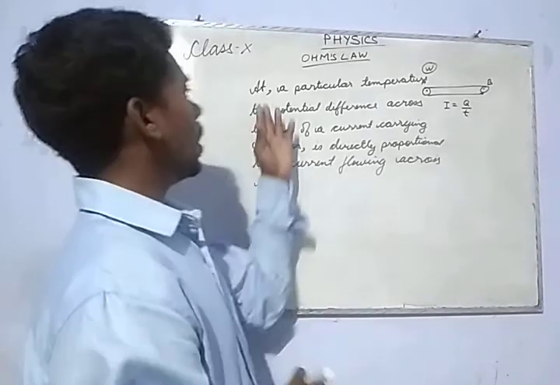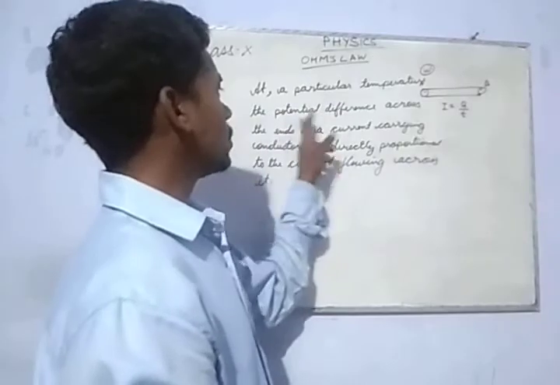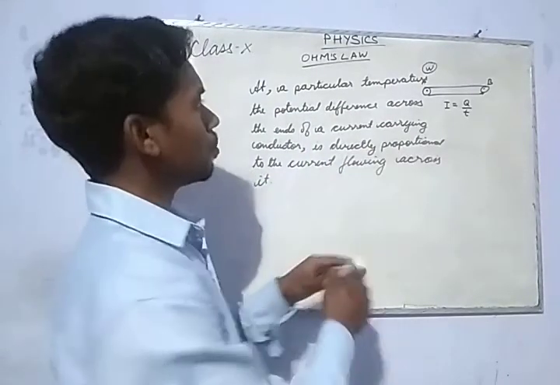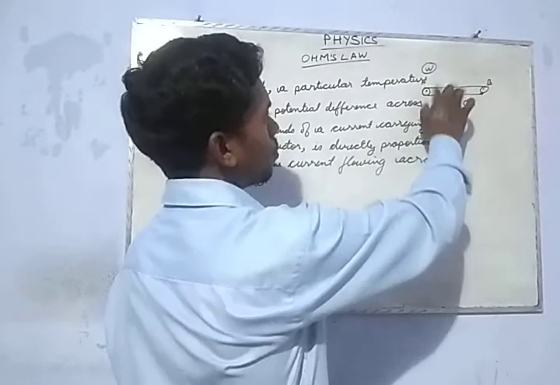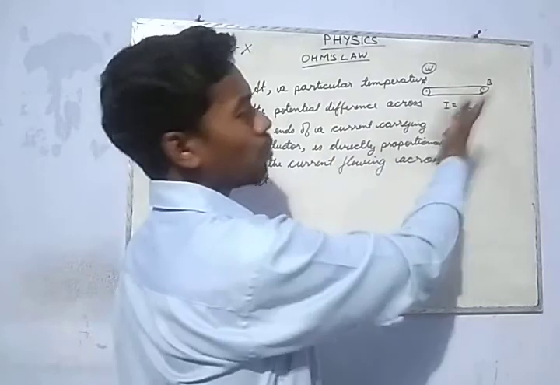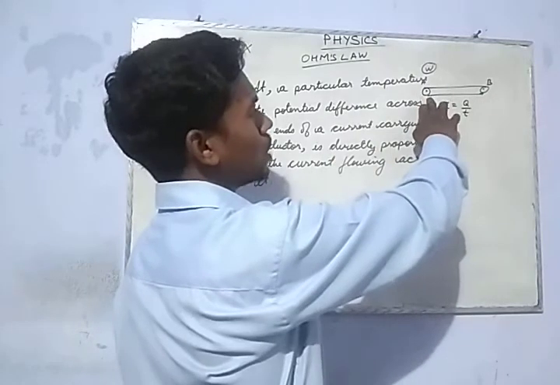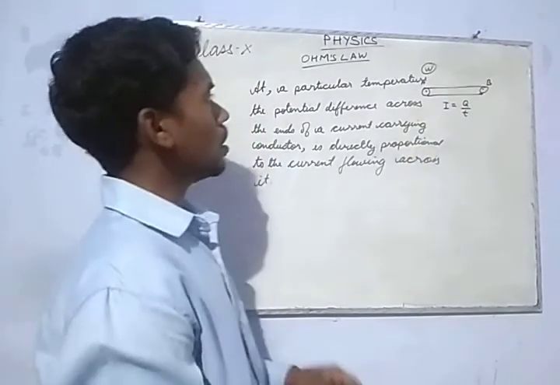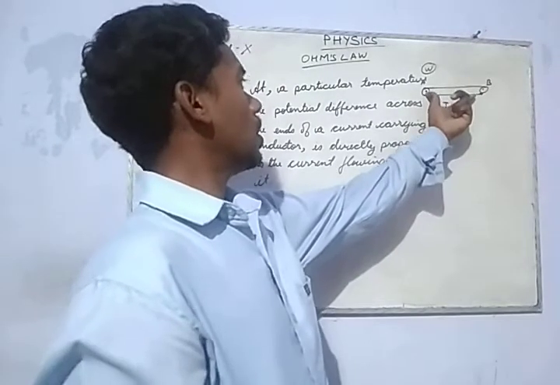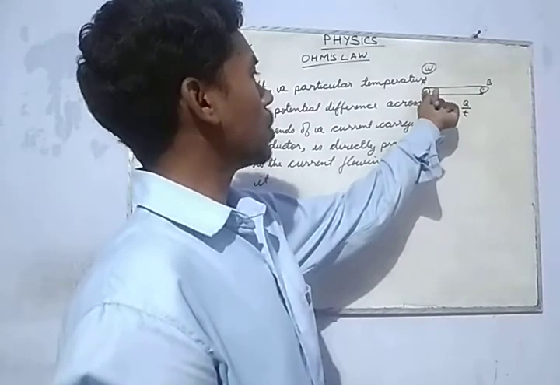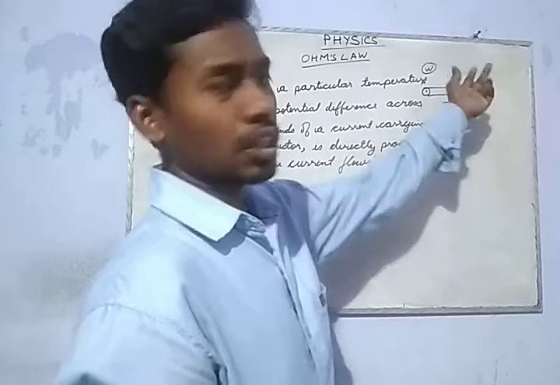So at a particular temperature, the potential difference across the ends of a current carrying conductor, that means this. So what is this work? Work is this potential difference. The potential difference is the work done in moving a unit positive charge from one point to another point. So that is your potential difference. Okay, that is the potential difference. So work done moving charges from A to B, that is your potential difference.